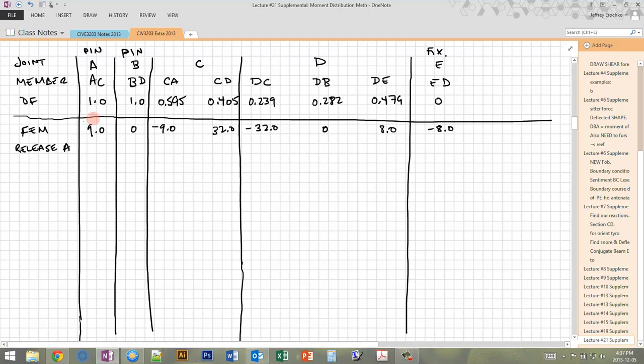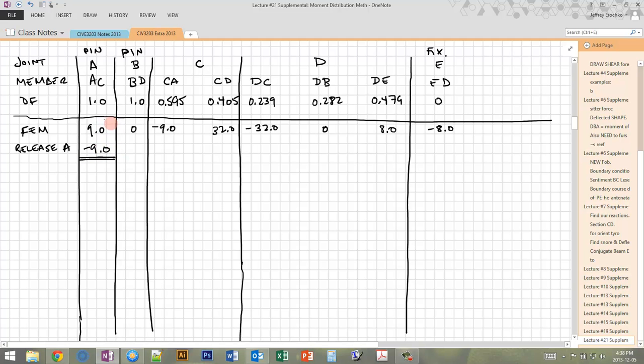To release it and put it into equilibrium, we have to deal with this unbalanced moment. So this has a total unbalanced moment of 9. So in order to bring it back into balance, we have to add negative 9.0. So now this total is 0. Now as soon as I put a joint into equilibrium, I like to put a little double line there, and that signifies that everything above sums up to 0 for that joint.